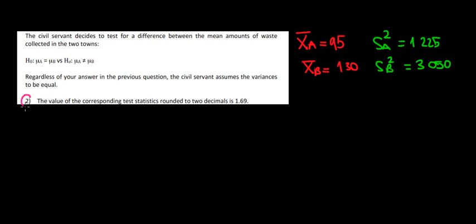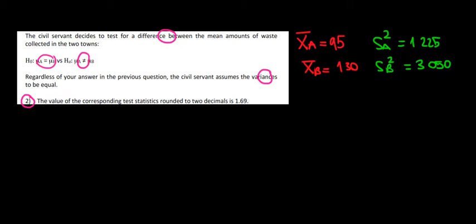Let's have a look at question 2 now. So they want to run the test of difference between the means in these two towns. That's the hypothesis, that the means are equal versus they are not equal. So it's a two-sided test. Now, regardless of what we said in question A, we assume the variances to be equal, and these are the data that we're working with.